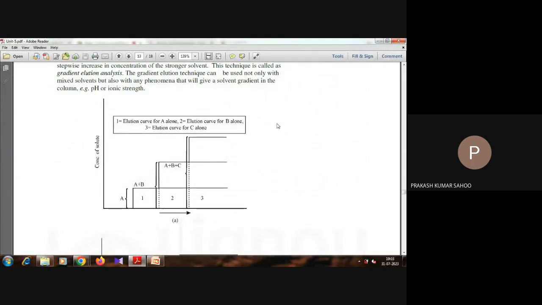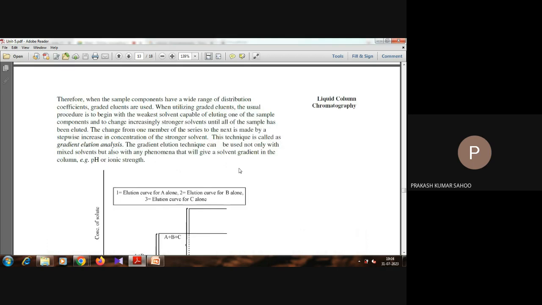Now, this is the plot, that is concentration of the solute versus time. So here what happened? A is separated. Then this is A, this is B, and the last one is C. This is the elution curve for A alone, this is the elution curve of B, and the third one is the elution curve of C. That means C has the maximum polarity, and A has the least polarity. So the least polar will be separated first, and the one having the highest polarity will be separated last.